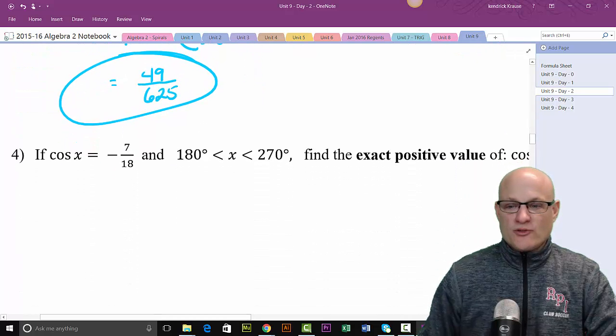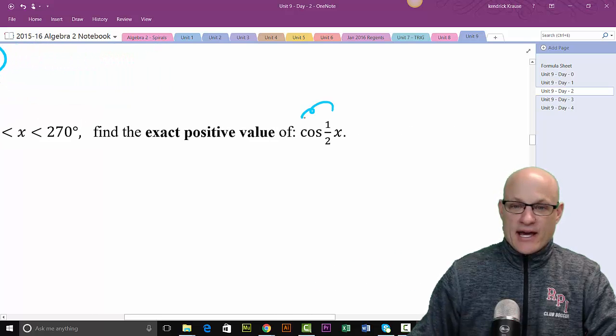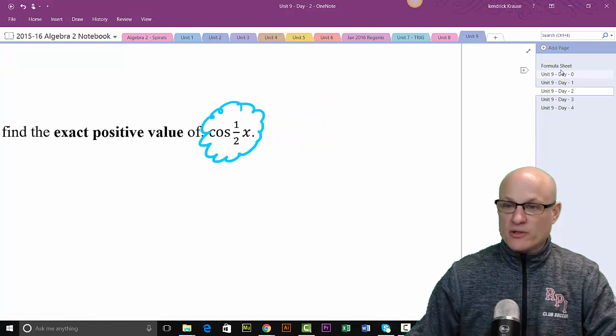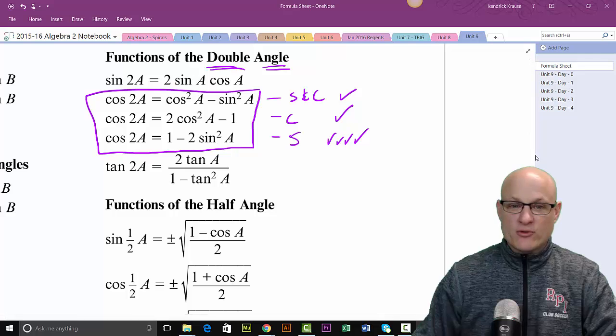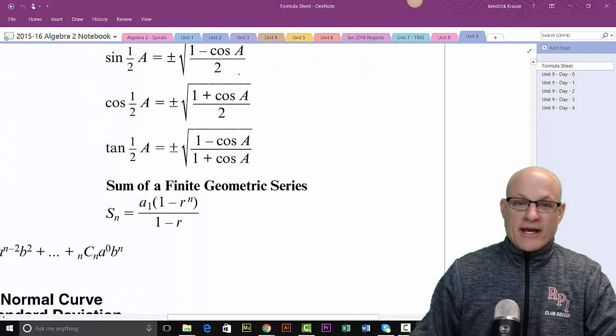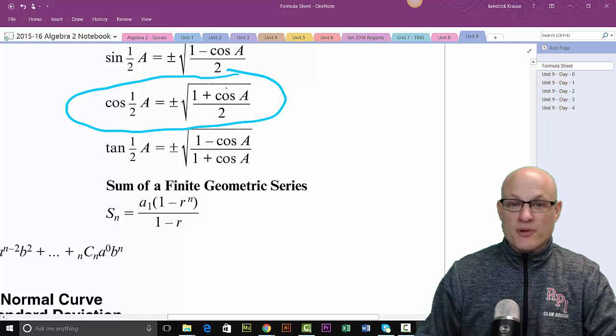So, what are we looking for here? Half angle formula. There it is, cosine half angle. So what we're going to do is go back to our formula sheet and see if we can find those half angle formulas. We need to find the cosine. The good news is there's only one. And once again, the good news is it just uses cosine. So it's 1 plus cosine a over 2. Don't have to memorize this.